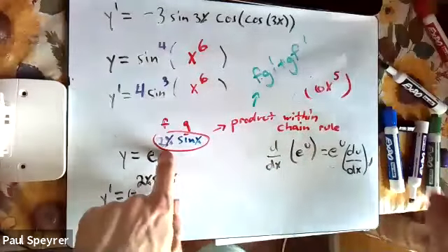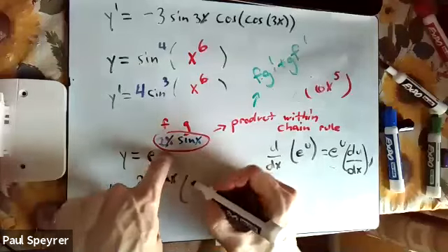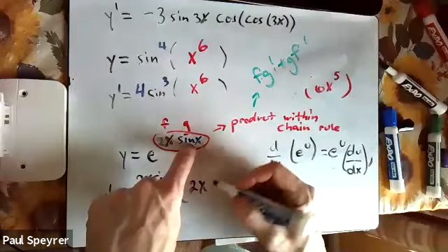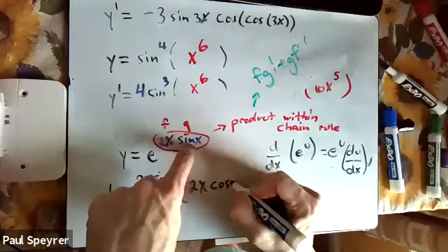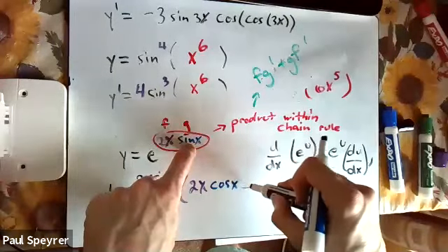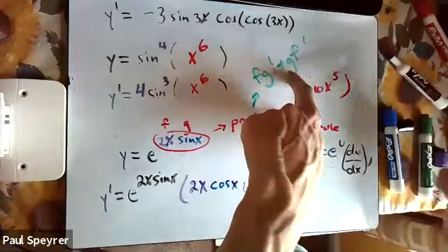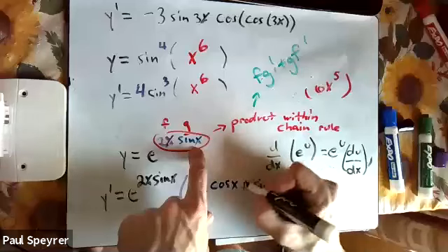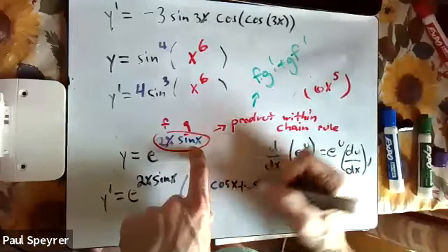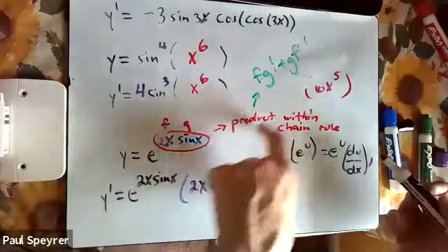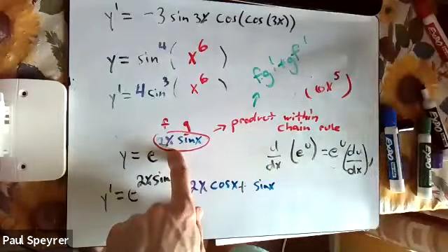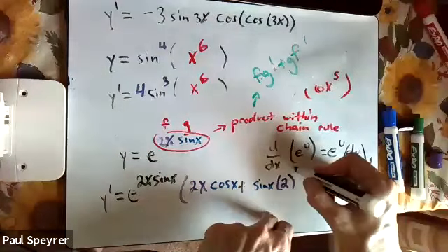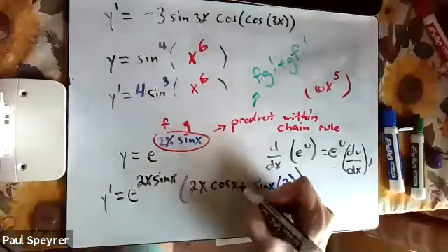So f times g prime, well, f is 2x. What's g prime? What's the derivative of sine of x? That is cosine of x. And then plus, so now we're going to gf prime. g was sine of x. And now we have to do f prime, or the derivative of 2x, which is just 2. So this is your derivative.